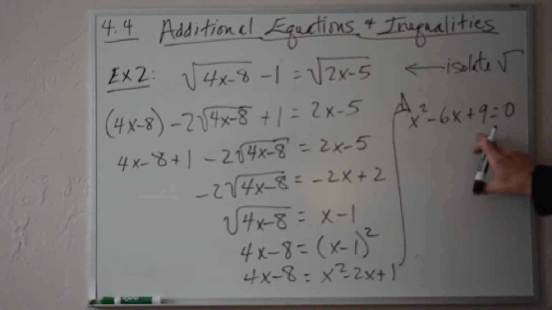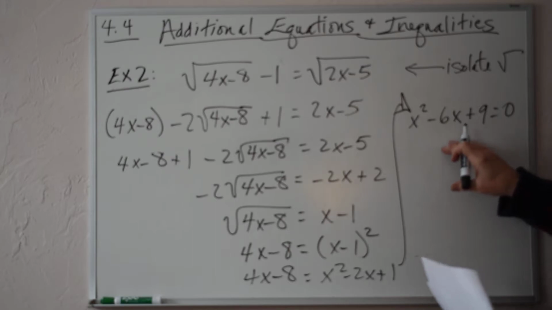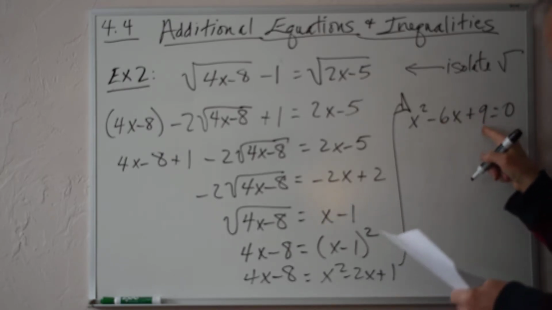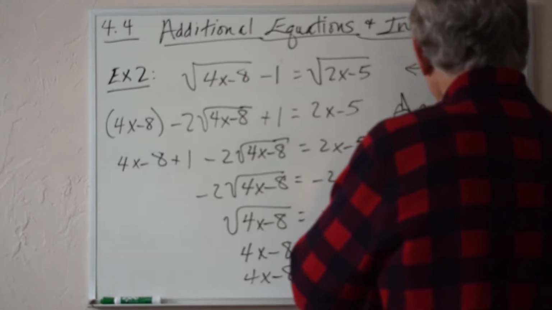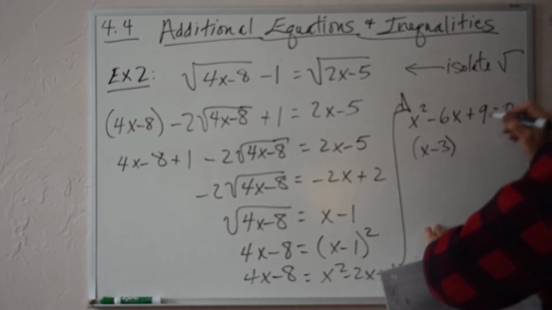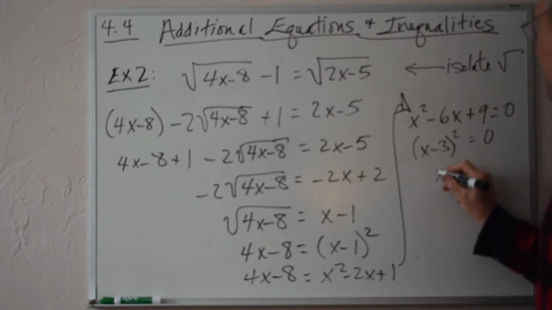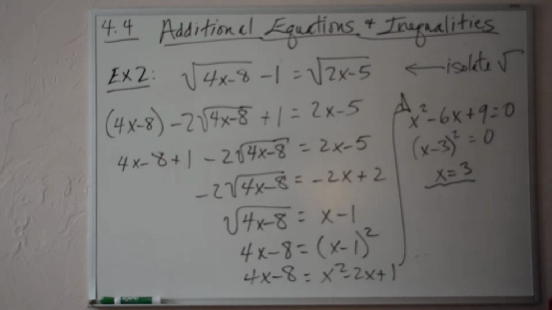And you can use your method here to factor this quadratic expression, but you might notice, oh, this is the square of a binomial, right? That minus 6 and that 9, everything works out happily. It's x minus 3 quantity squared. And this yields one potential root. x equals 3.